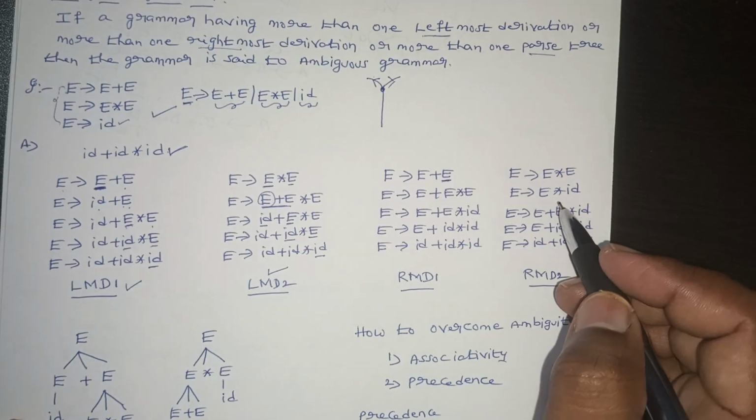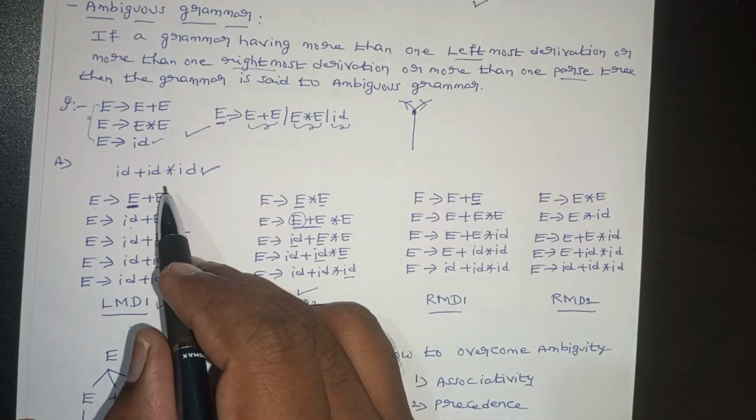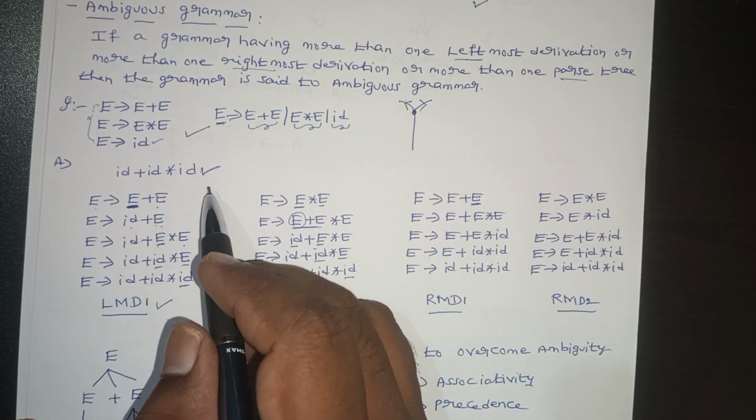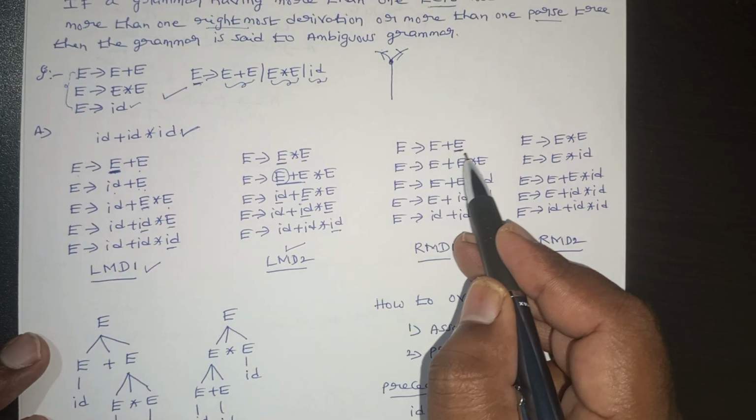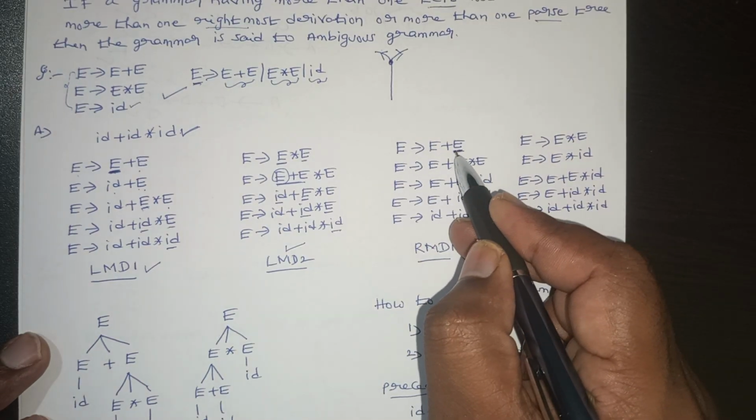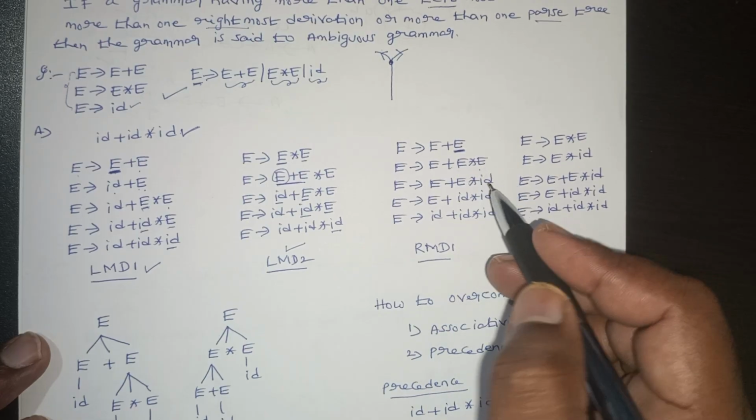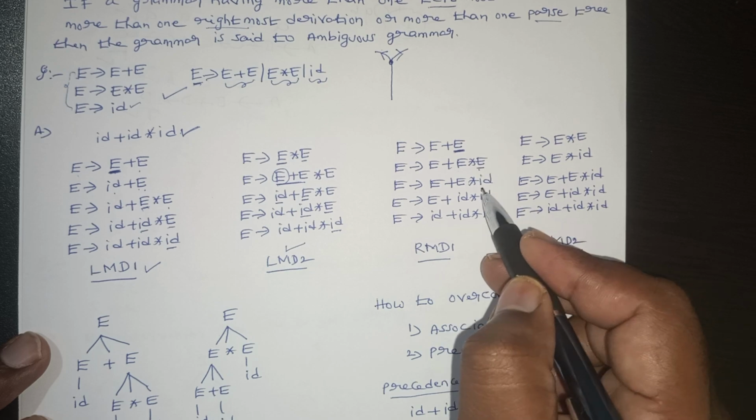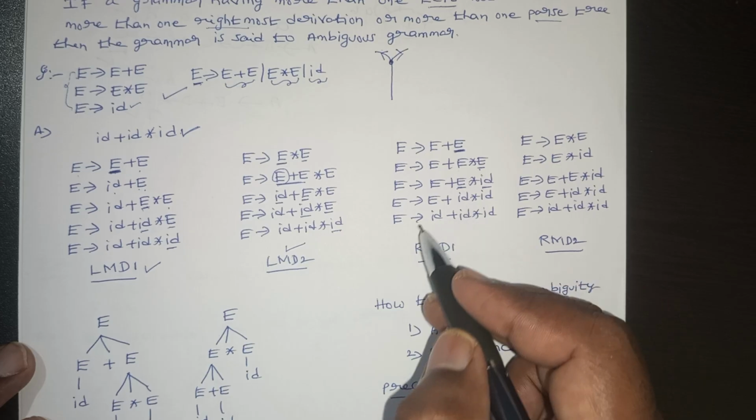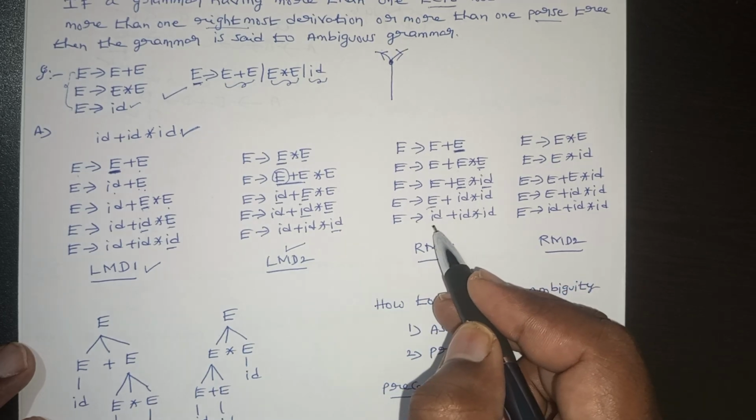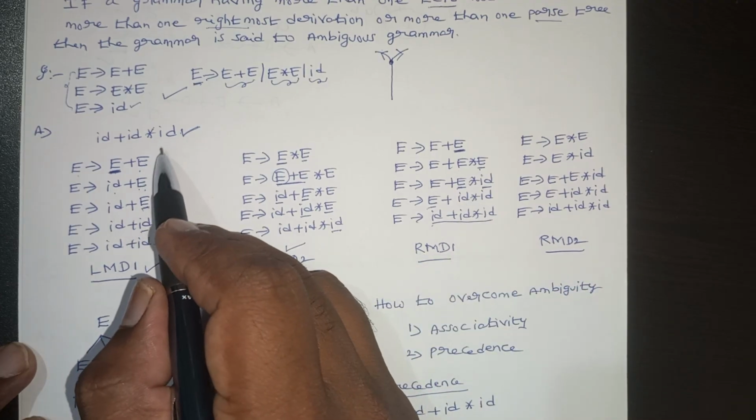Now we'll see here. So what is the string? Same string, ID plus ID star ID. Same string I am taking here. Now E tends to E plus E. Then what do I have to replace? In the place of capital E, I am replacing E star E. Now again, in the place of capital E, I am replacing ID. Again, in the place of E, I am replacing ID. Again in the place of E, I am replacing ID. So I got ID plus ID star ID, which is according to the given string.